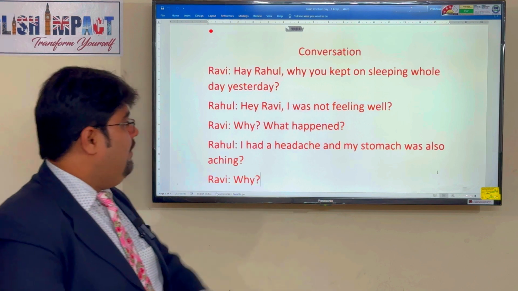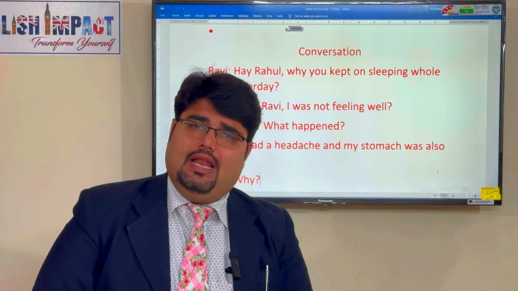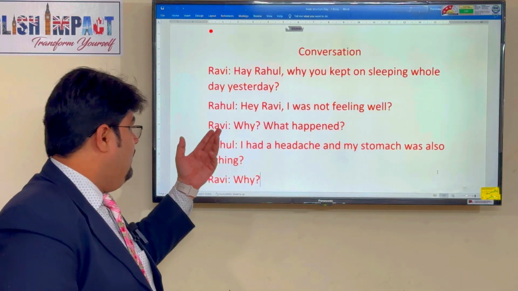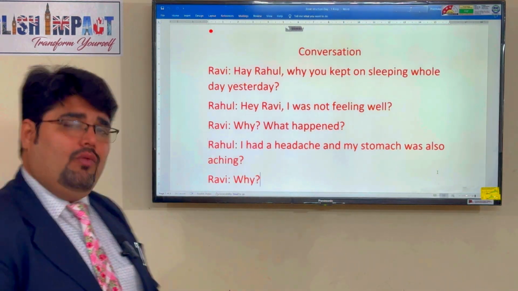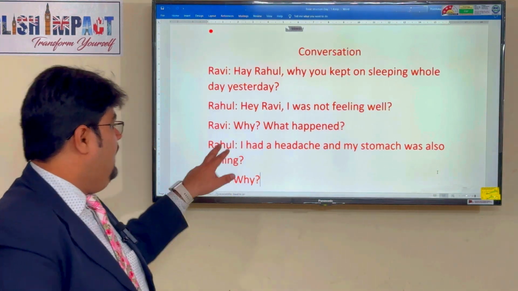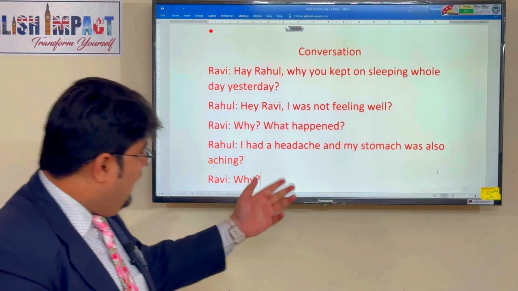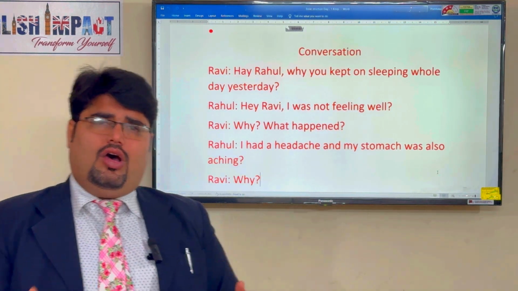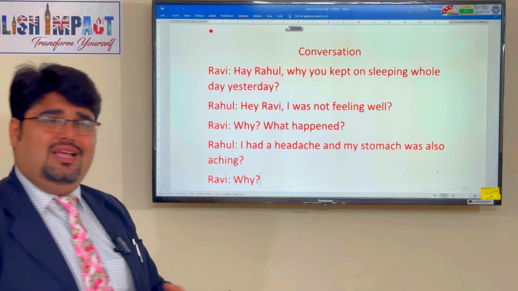Then Rahul: Hey Ravi, I was not feeling well. मैं अच्छा फील नहीं कर रहा था. तबीयत ठीक नहीं थी मेरी. Then Ravi again: Why? What happened? क्यों? क्या हुआ? क्या दिक्कत है? What happened? क्या परेशानी है? Rahul: I had a headache and my stomach was also aching. मेरे सर पे दर्द था और मेरी स्टमक में, पेट में भी थोड़ा सा दर्द था.